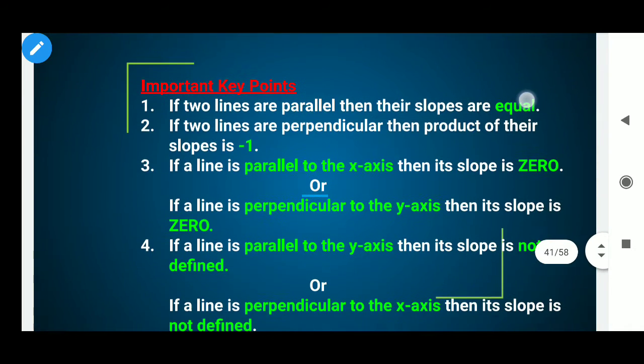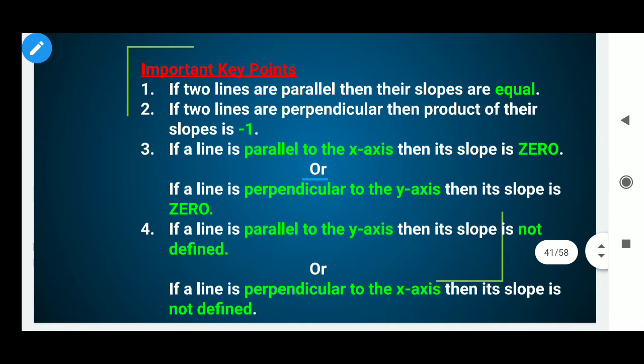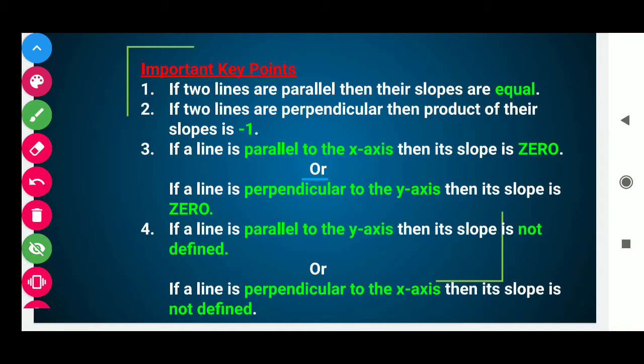Students, here we have important key points related to the topic. First is, if two lines are parallel, then their slopes are equal. Students, suppose if two roads are parallel, then their slopes must be equal. So, in this way, we get this result: if two lines are parallel, then their slopes are equal.